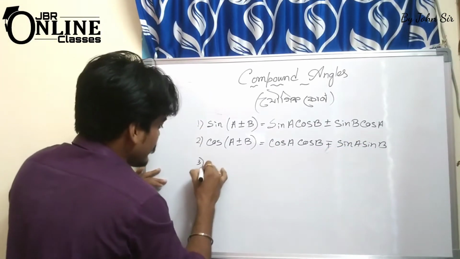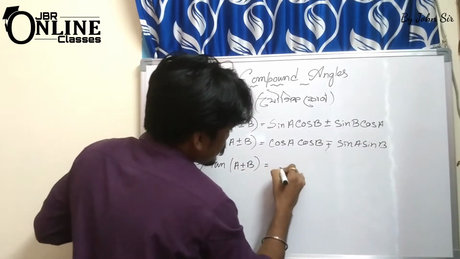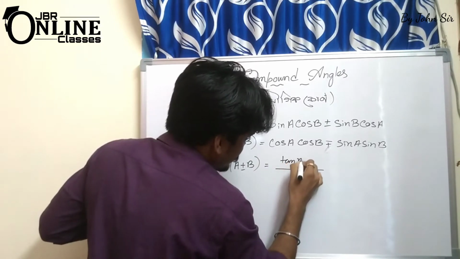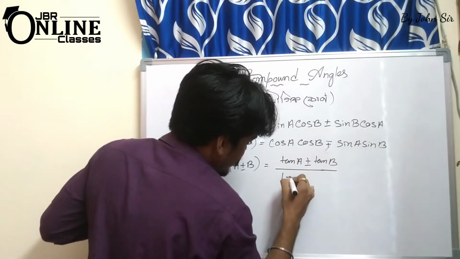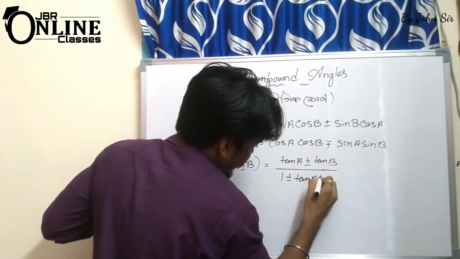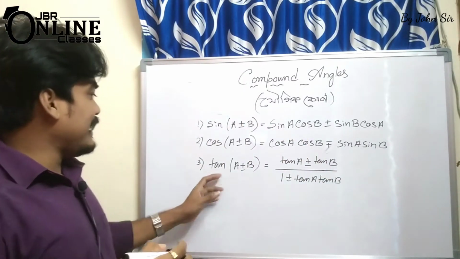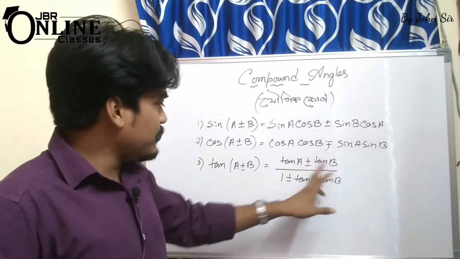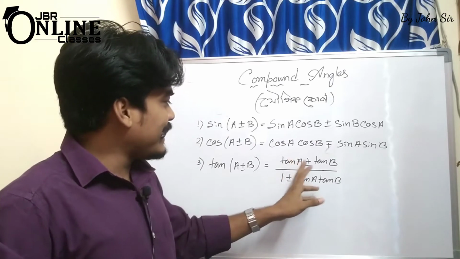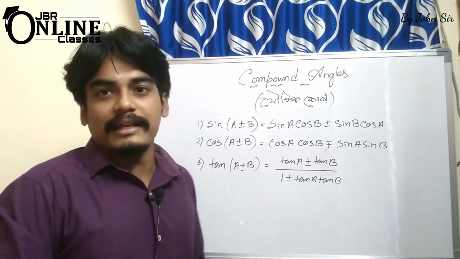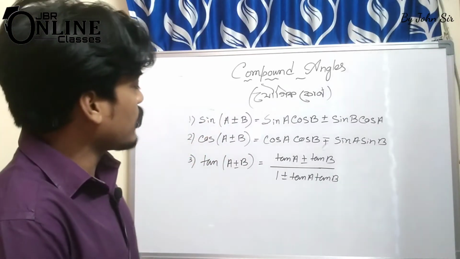Now the next, third one, it's tan A plus minus B. So the formula will be tan A plus minus tan B by 1 minus plus tan A tan B. Here tan A plus B is equal to tan A plus tan B by 1 minus tan A tan B. If tan A minus B, the formula will be tan A minus tan B by 1 plus tan A tan B. These three formulas we have to use to solve the problems.